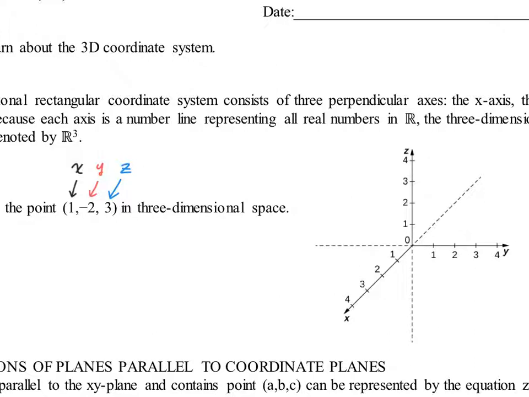So what I'm going to do is go out 1 unit in the x direction. This is not my coordinate. I'm just using it as a placeholder, identifying that location.